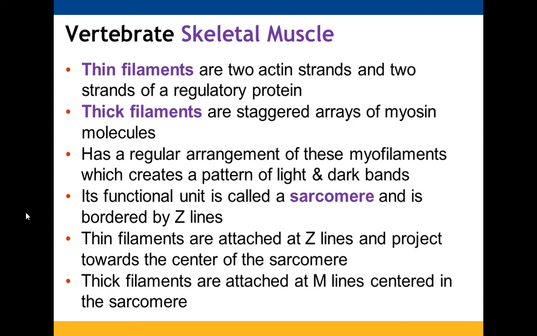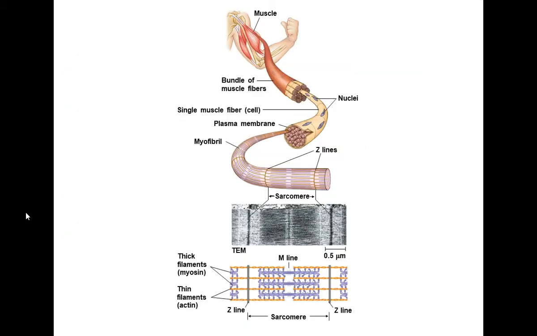Again, that's what's going to give you that striated pattern. It's got a regular arrangement of these light and dark bands. The functional unit of skeletal muscle is a sarcomere. It's bordered by what we call Z lines, which are where the thin filaments are attached, and they project towards the center of your sarcomere. The thick filaments are attached at M lines, which are in the center of your sarcomere.